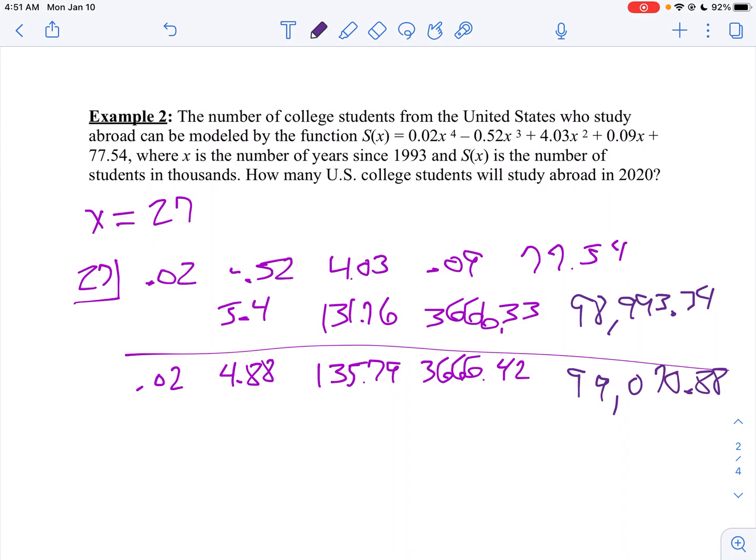And since we're modeling college students, I'm going to round that, and I'm going to say that's about 99,071. And that's how many we would expect in the year 2020 if this model holds correct.